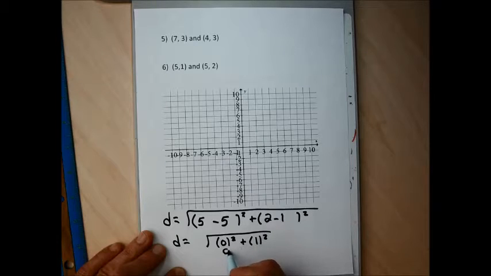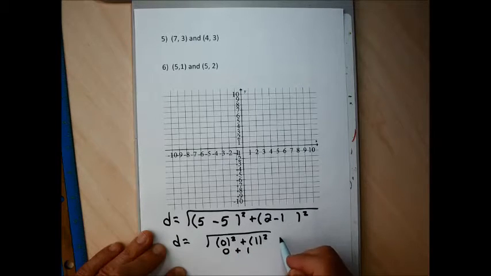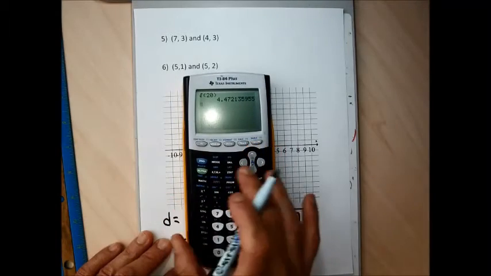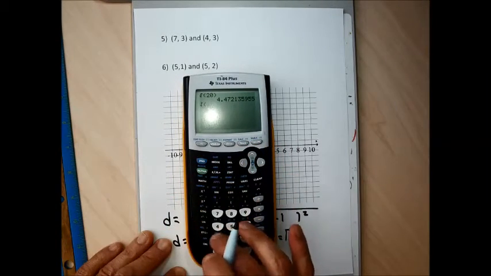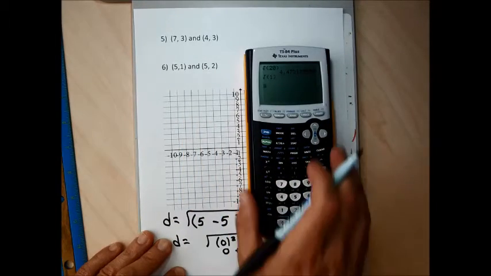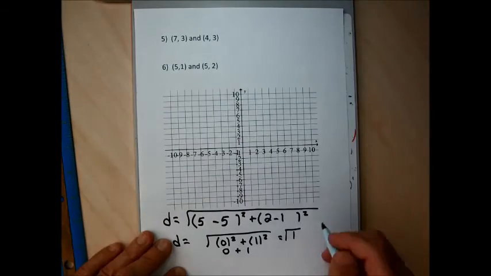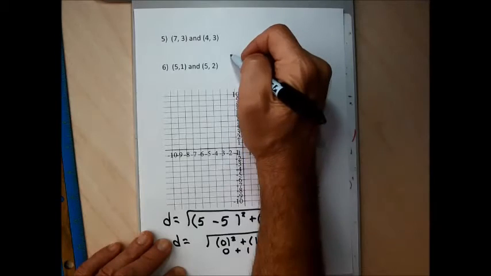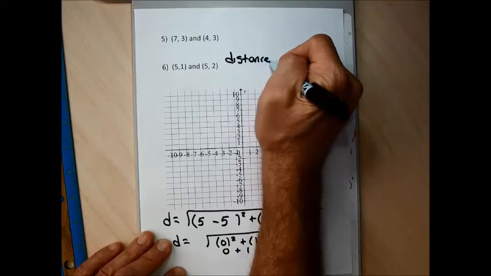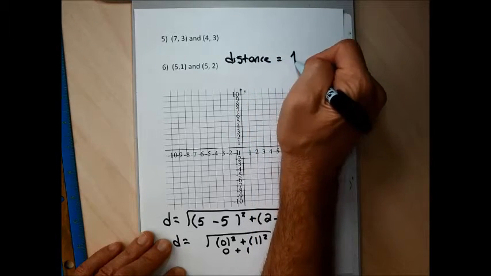That's going to be 0 plus 1, so that's going to be the square root of 1. And 1 is its own square root. If on my calculator I did second square root of 1, I'd get 1. So the distance in this problem between the 2 points is 1. So the distance between my 2 points is 1 unit.